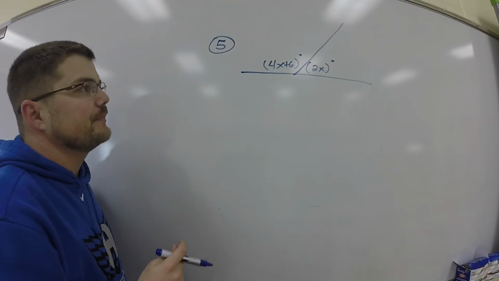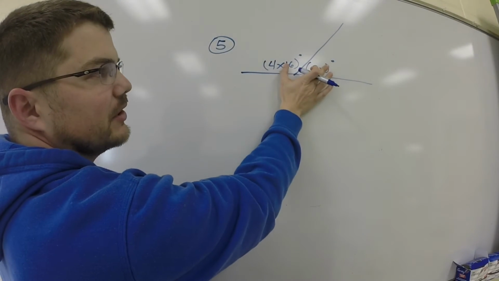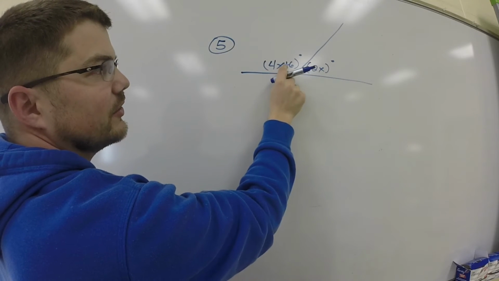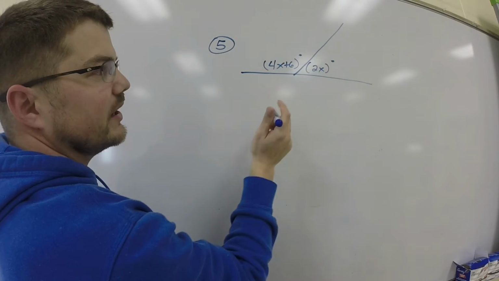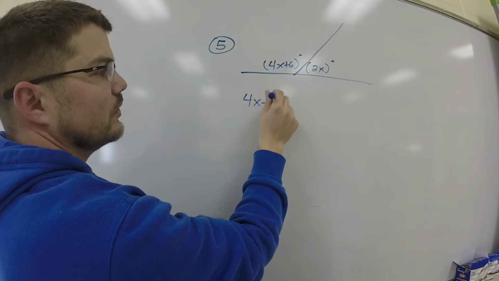Okay, number 5. It gives us two supplementary angles. They're on a straight line, so I know that this angle plus this one is 180. So let's write the equation and solve it.